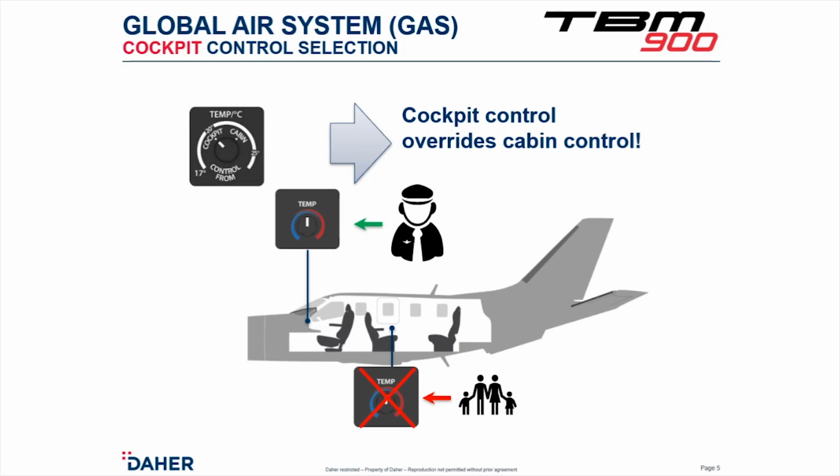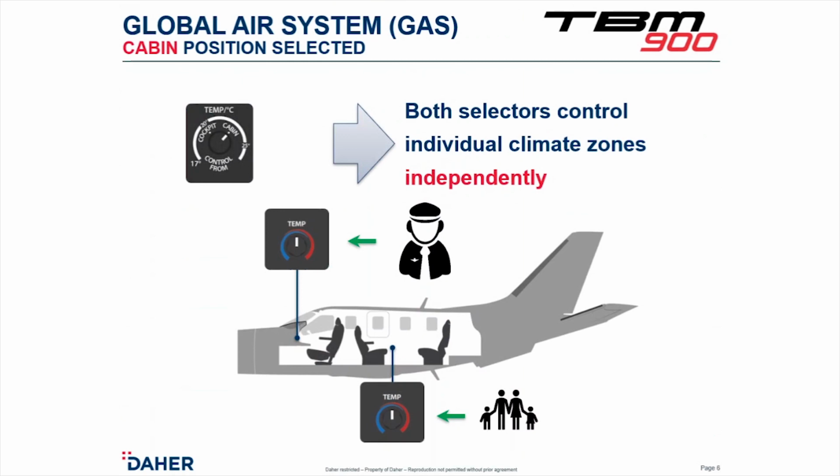Okay, so let's review the functions of the cockpit and cabin control selection. We have illustrated that the cockpit control overrides the cabin control, meaning that if you have cockpit selected, then the cockpit will have sole control of the temperature. Makes sense, right? Conversely, if you select cabin, both temperature selectors, cockpit and cabin, will have control over their associated zones.